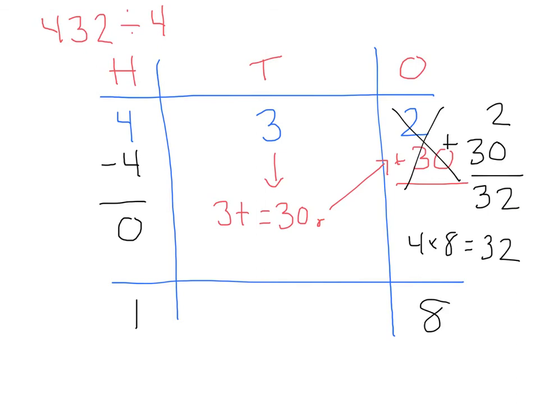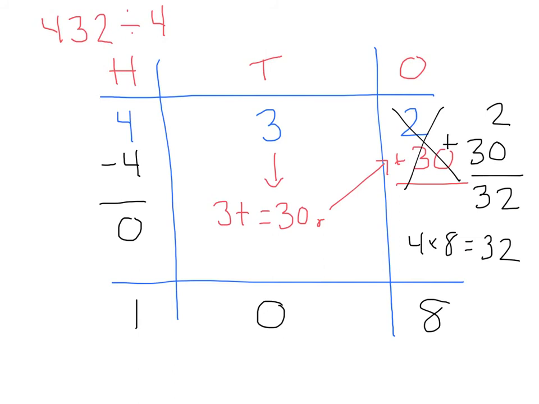Now, is my answer 18? No. Because I wasn't able to do anything in the tens, I just leave it as a 0. The correct answer to the problem 432 divided by 4 is 108. Now some of you are still skeptical. You say, Mr. Weiner, I am not positive that you are correct. So I will prove to you here that it is correct.